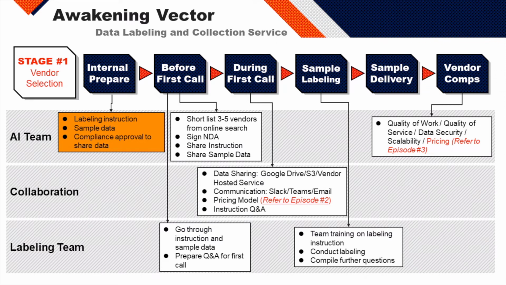The second thing is the sample data. It's better to use real project data, but if you don't have it yet, you could try to find similar open source data online. The third thing is approval of sharing from your client or compliance department, especially if your data involves sensitive information such as faces or license plates.